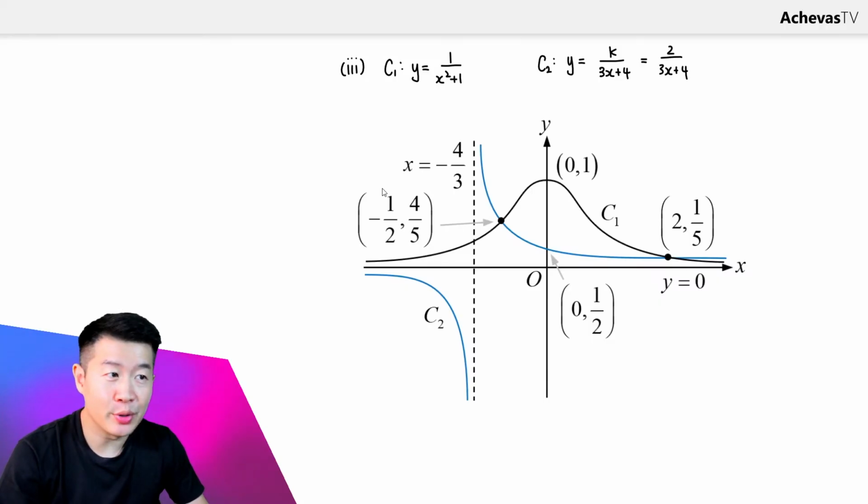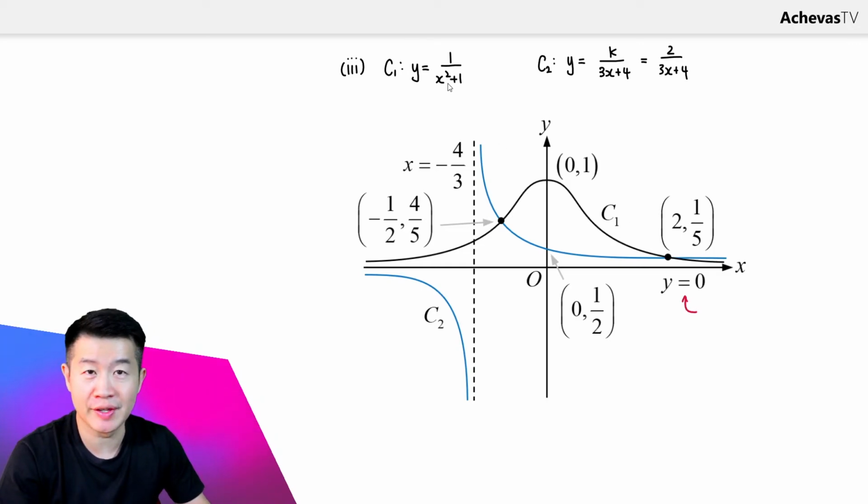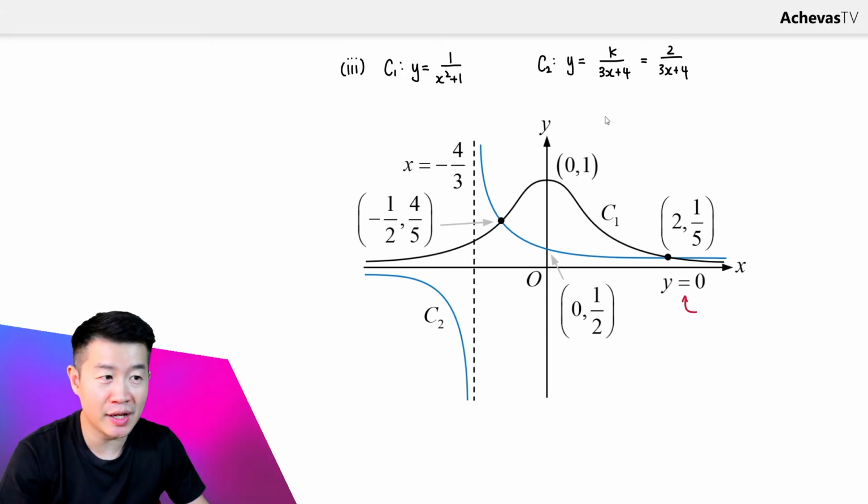And part 3 here is pretty straightforward. We are supposed to sketch the two curves when k is given to us as 2. So for this curve, from my graphing calculator, this is what I have obtained. Something to take note of is that for this curve, as x tends to plus or minus infinity, y will tend to 0. So it has a horizontal asymptote of y equals 0 for this curve. As for this, when x tends to plus or minus infinity, y will also tend to 0.